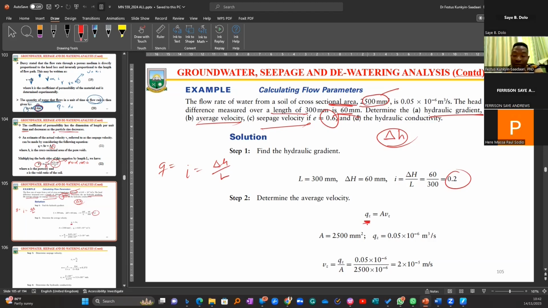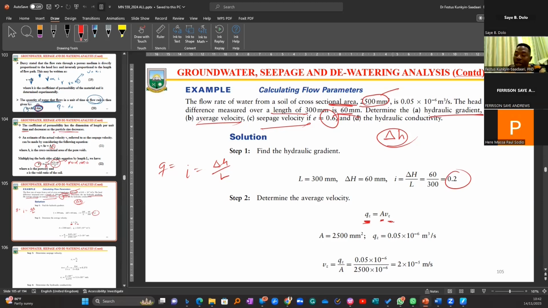The flow rate is equal to the area times the average velocity. Don't mind that Z there. The Z is only telling you the direction of flow. You know, a flow occurs in a given direction. So in this case, we are being told that the flow is in the Z direction. If you draw a Cartesian plane where you have your X, Y, and Z, they are telling us the direction of flow. That is why the Z is there.